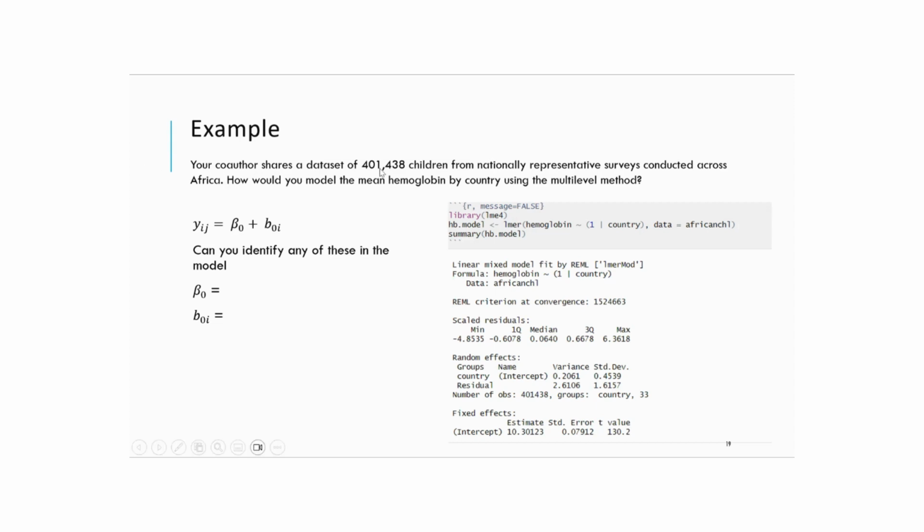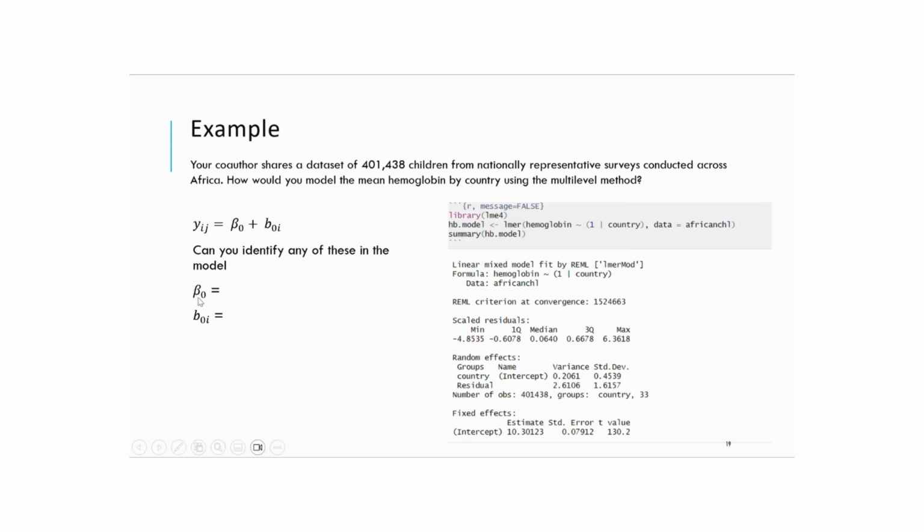So we're talking about here about 400,000 children from a nationally representative survey. So it represents all the children in whatever country across Africa. Wow. And you're looking at the mean hemoglobin by country using this multi-level method. So we're back here. It's a very simple model. It's a null model. There are no additional individual level covariates.